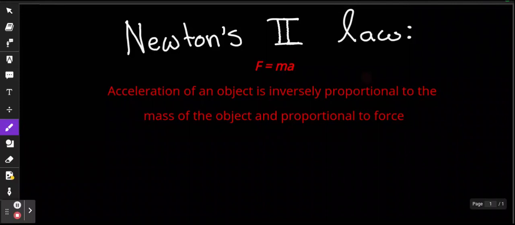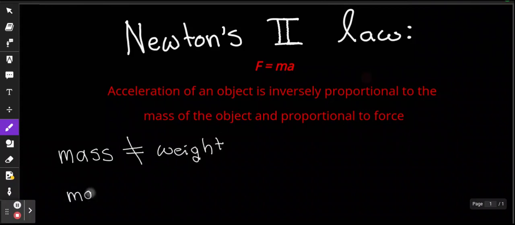Newton's second law states that acceleration of an object is inversely proportional to the mass of the object and proportional to the force. This can be represented by the famous equation F, which is force, equals mass times acceleration. So let's dive a little deeper into what exactly is mass. Something that many people confuse is that mass is also equivalent to weight, but it is not. Mass is not equal to weight.